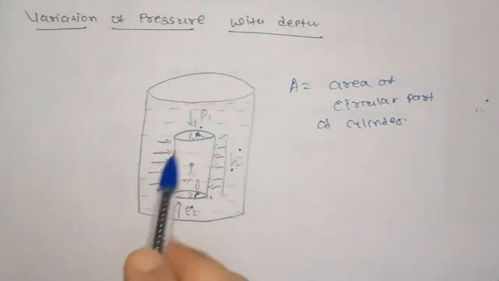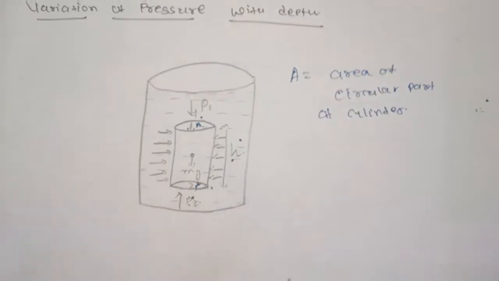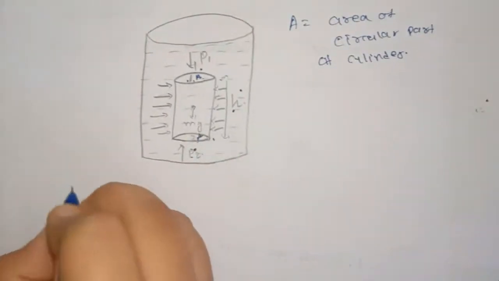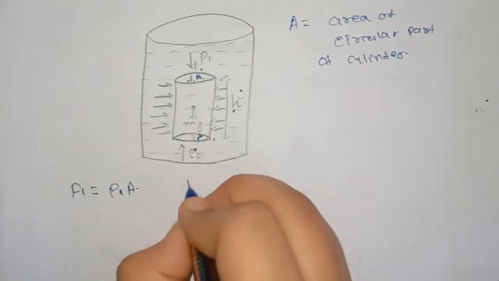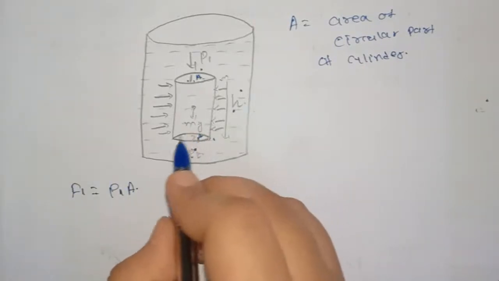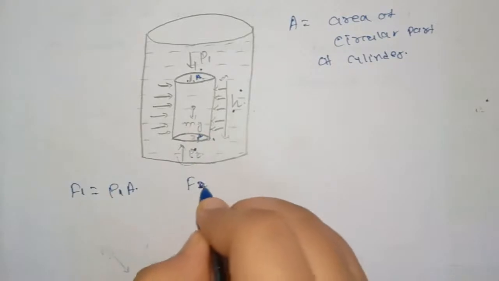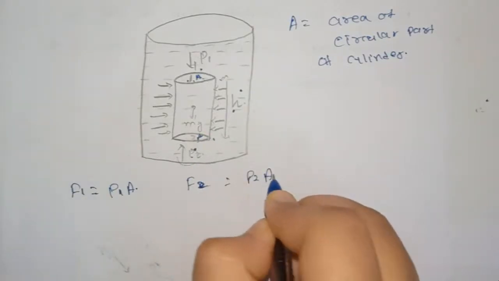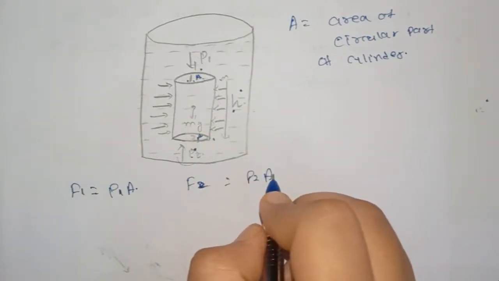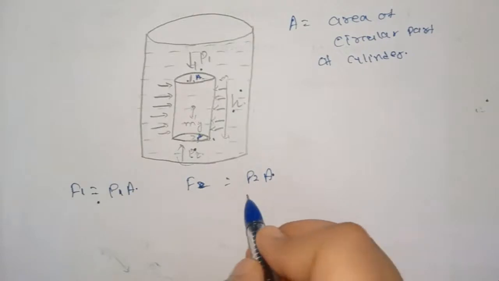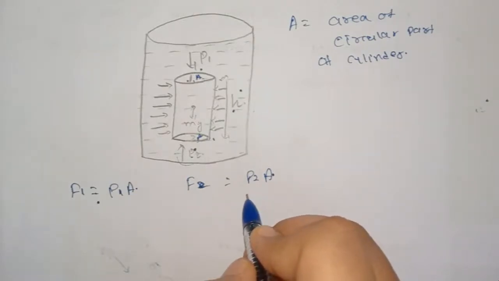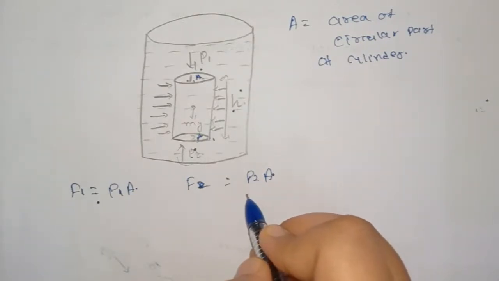Then the force acting at this point will be equal to pressure into area. Force is equal to pressure into area, and the force acting at this point will be equal to P2 into area. This is the normal force experienced by the top part of the cylinder, and this is the normal force experienced by the bottom part of the cylinder.